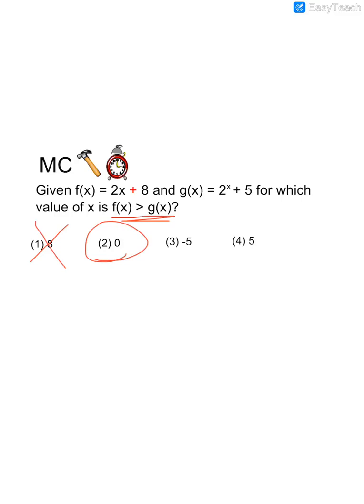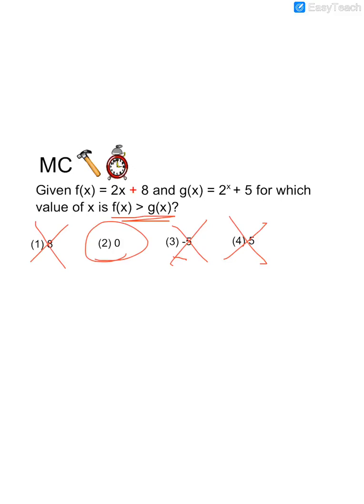When x is negative 5, I'm just going to look, negative 2 and 5.0313, blah, blah, blah. Nope. I don't like that one. How about when x is 5? When x is 5, I have 18 and 37. Nope. Still like the 0. I'm going with that.